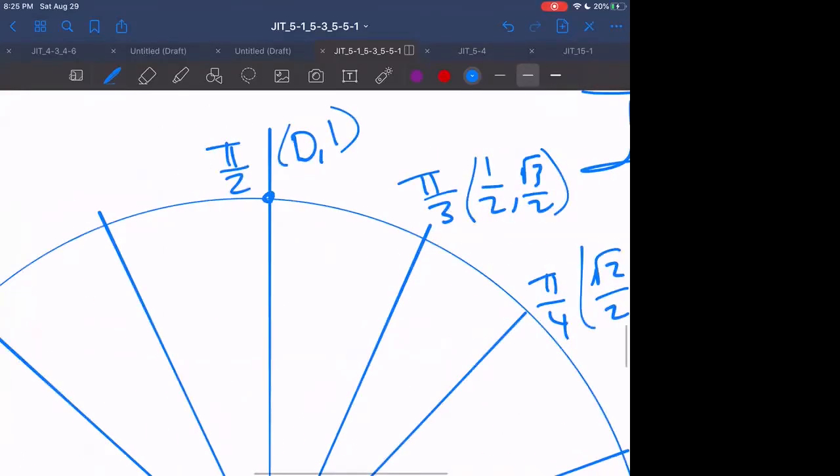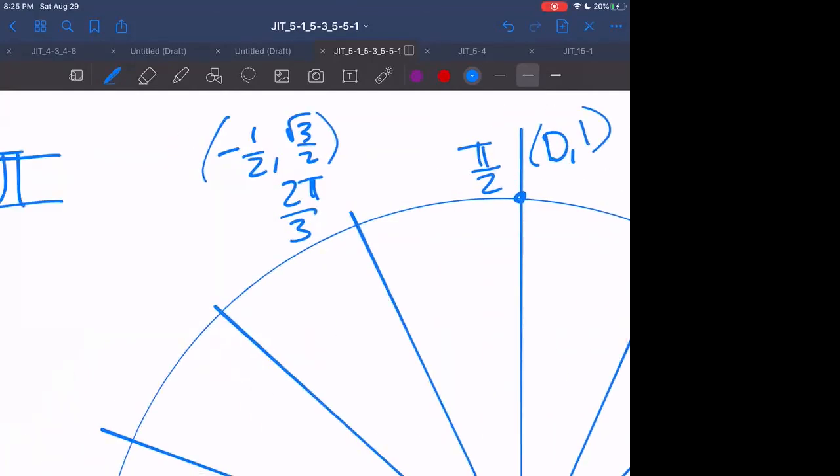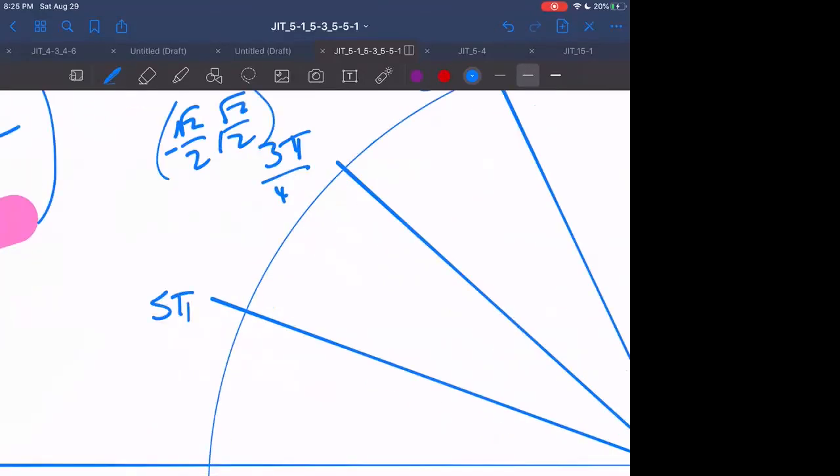We've got, in our second quadrant, all of our cosines, or our x values, would be negative. So for 2 pi over 3, we've got negative 1/2, root 3 over 2. For 3 pi over 4, we've got negative root 2 over 2, root 2 over 2. For 5 pi over 6, we've got negative root 3 over 2, 1/2.